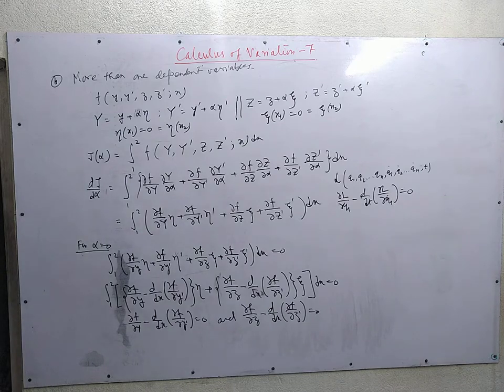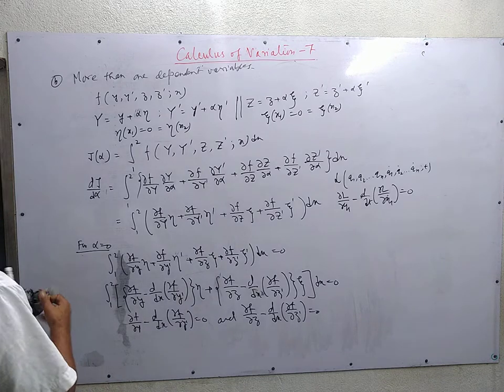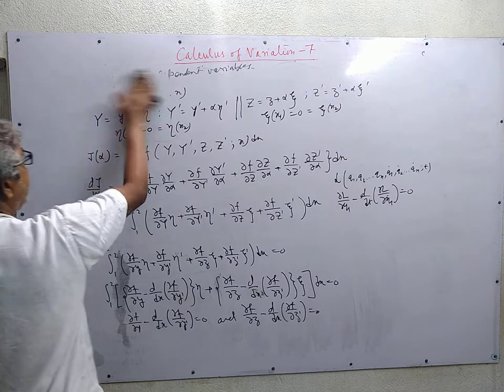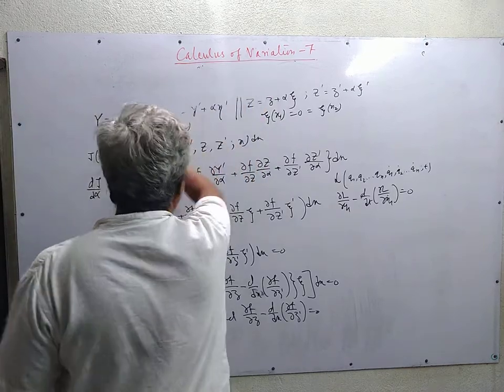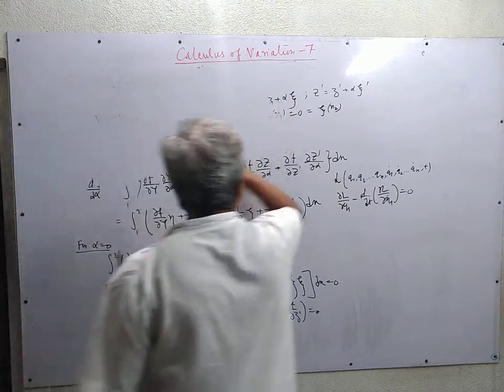Now we go to another extension, that is when the functional depends on more than one independent variable. So this is a very interesting case that we haven't encountered till now.